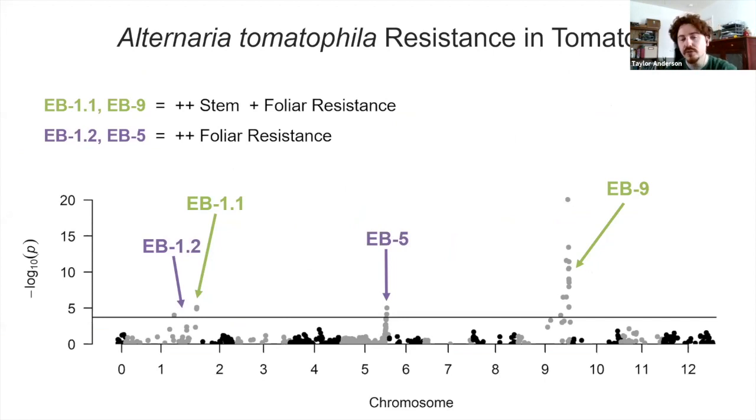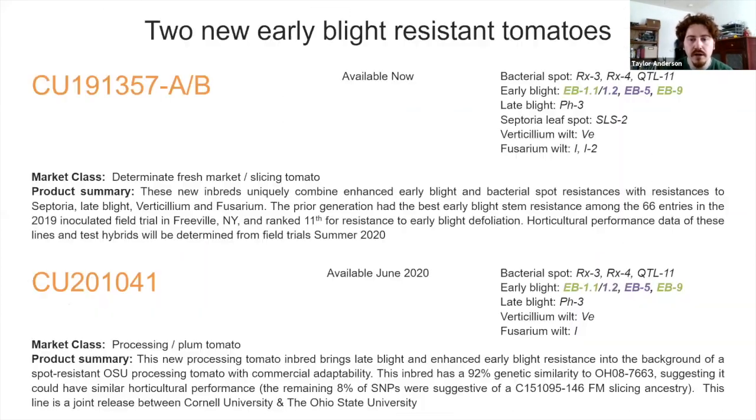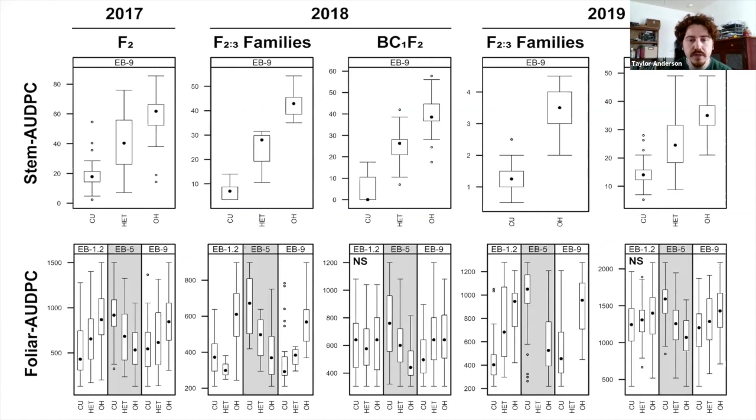So I showed you that we found 4 early blight loci of real interest here, 2 of which were predictive of stem lesion resistance, and that's EB 1.1 and EB 9 here, colored in green. And 2 were predictive of resistance to defoliation, and those are EB 1.2 and EB 5, colored in purple. Now, of these 4 QTL, EB 5 and EB 9 had statistically significant resistance effects across 5 breeding populations over the course of 3 years, while EB 1.2 was more inconsistently detected.